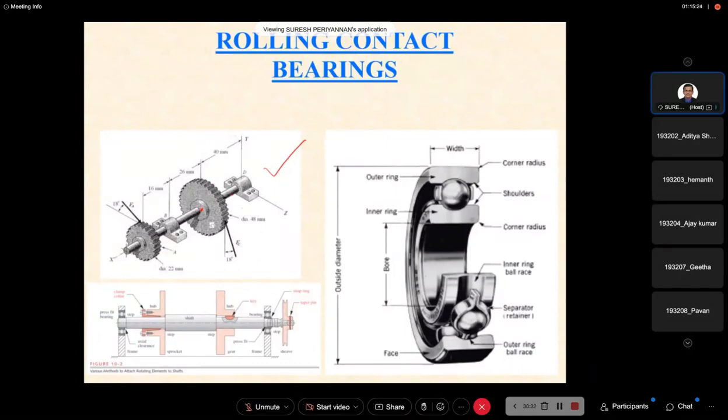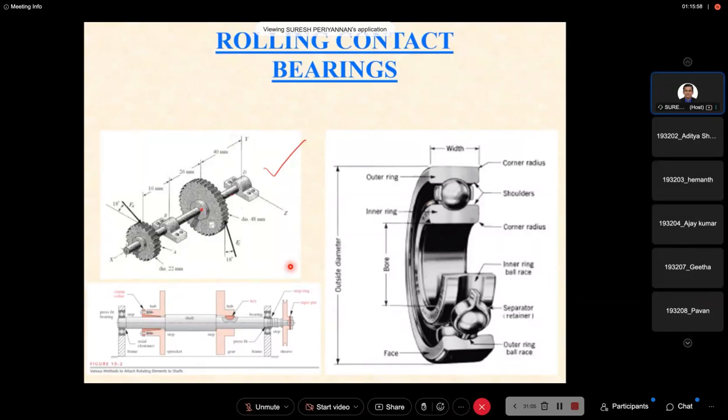Now, the sliding contact bearing is also called plain bearing, journal bearing, or sleeve bearing. The rolling contact bearing is also called the anti-friction bearing or ball bearing. Now, what is the application of sliding contact bearings? We discussed the crankshaft in petrol or diesel engines, centrifugal pumps, and steam and gas turbines.